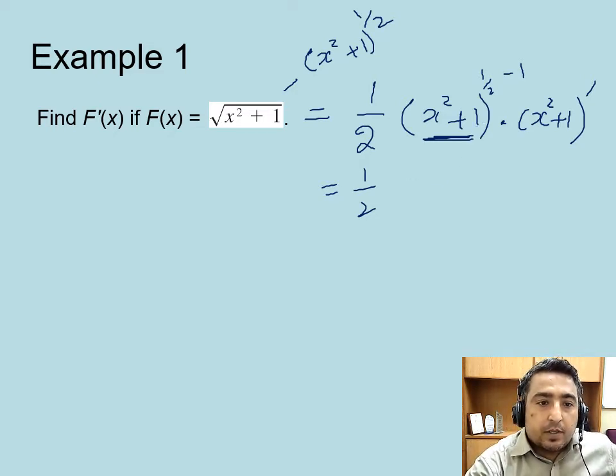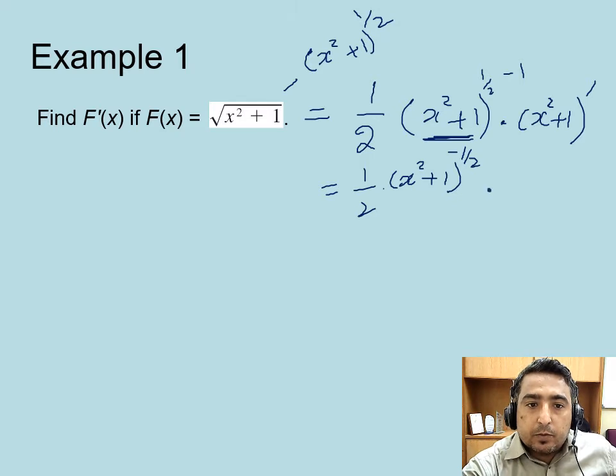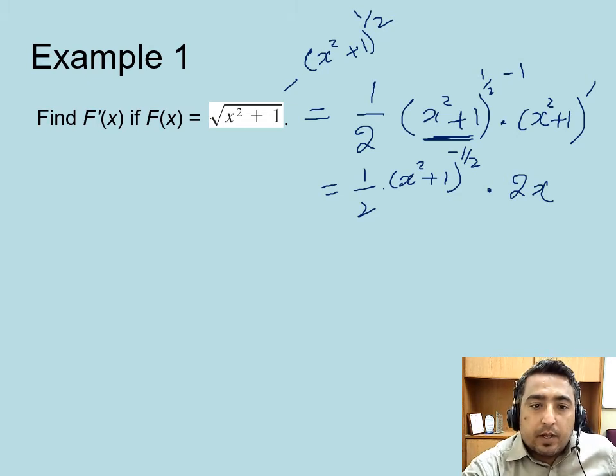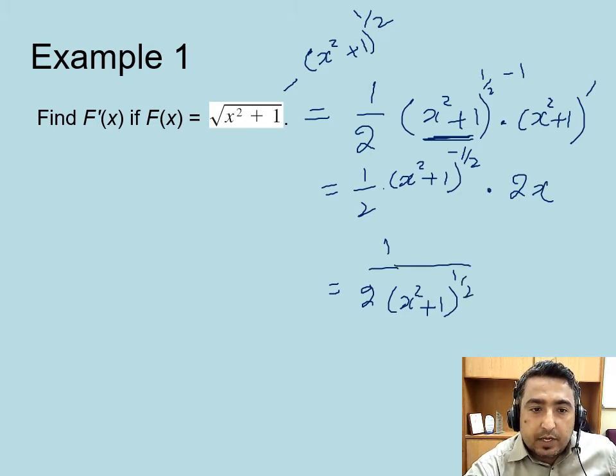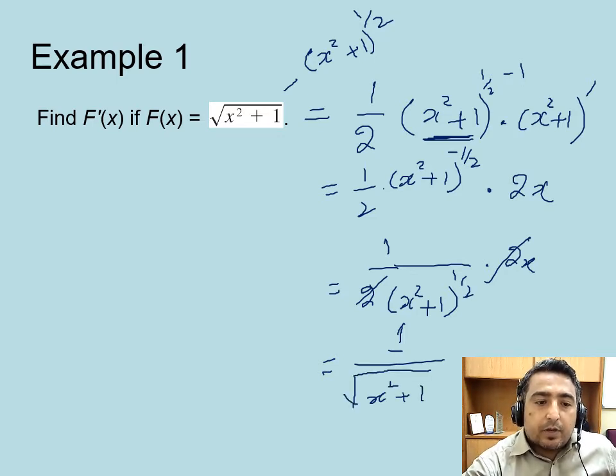So 1 over 2 times x square plus 1 to the power minus 1 by 2, times the derivative of this whole term, which is 2x plus 0, since the derivative of 1 is 0. And this minus 1 by 2 power gives a square root in the denominator. So 1 by 2 times x square plus 1 to the power minus 1 by 2, the negative power becomes positive, times 2x, and the 2s cancel. Your answer should be x over the square root of x square plus 1.